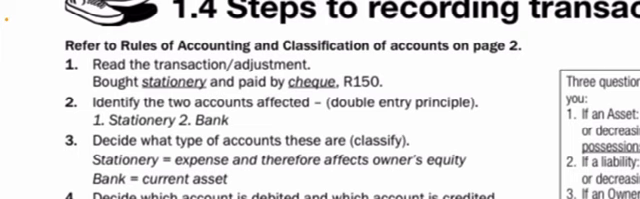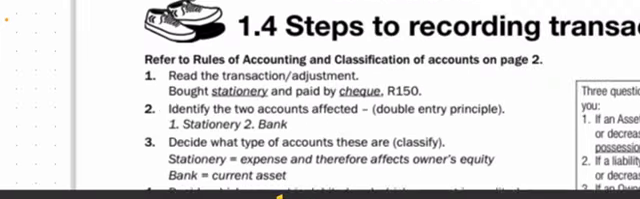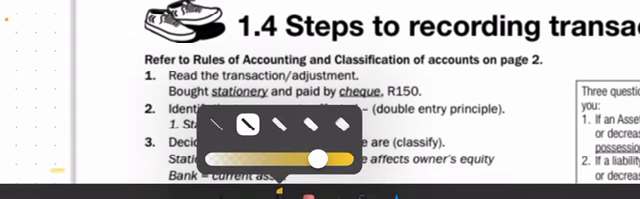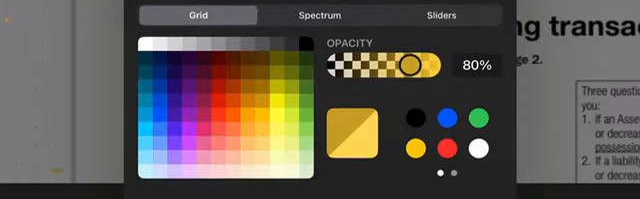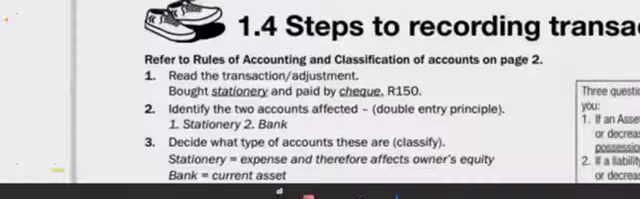Hence I just say stationery and bank, because we don't have a check account, but we have a bank account where the checks and everything goes into that accounting account, right? And they say identify the two accounts affected by this. So this here, I'm just gonna try to highlight this. I'm not sure if it's gonna allow me to change a color at this stage.